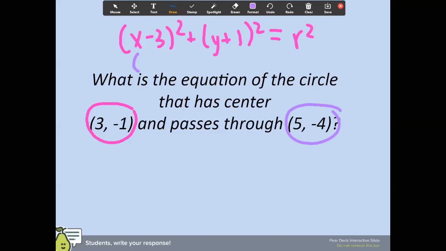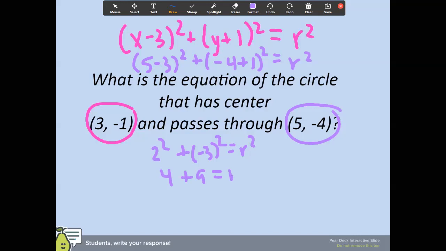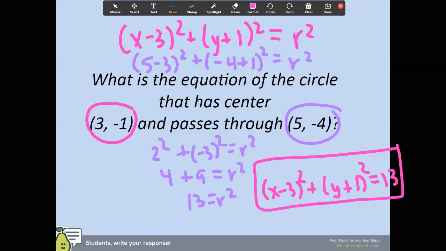So I'm going to get 5 minus 3 squared plus negative 4 plus 1 squared equals r squared, and I'm going to do that math. So I get a 2 squared, I get a negative 3 squared equals r squared. This is a 4 plus a 9 equal r squared, so I get 13. So my equation, let me write it in pink here, is going to be x minus 3 squared plus y plus 1 squared is equal to 13. That's your equation. Okay, next problem.